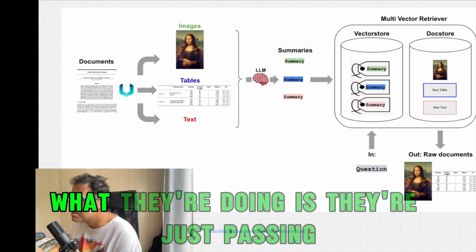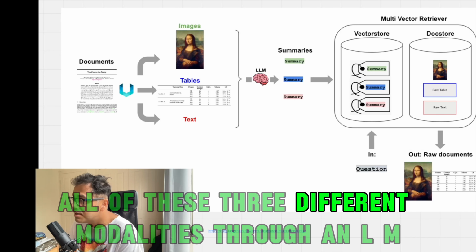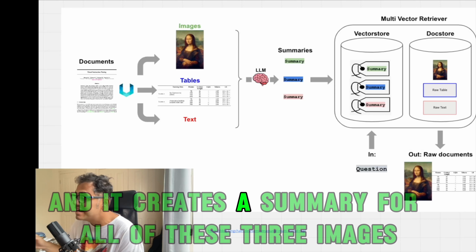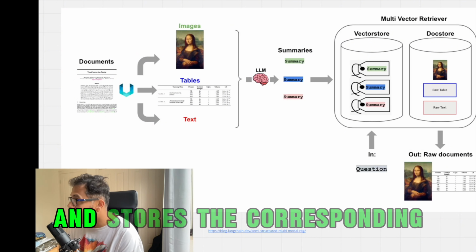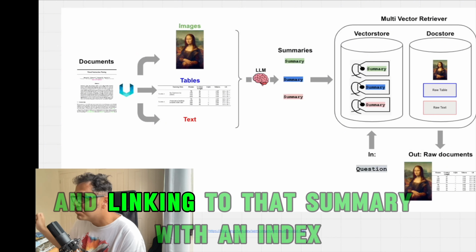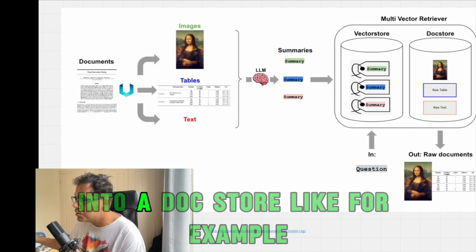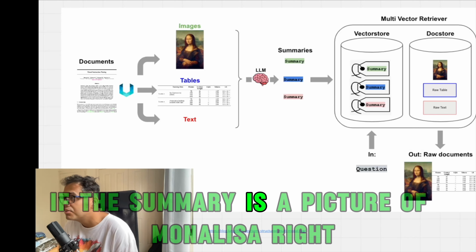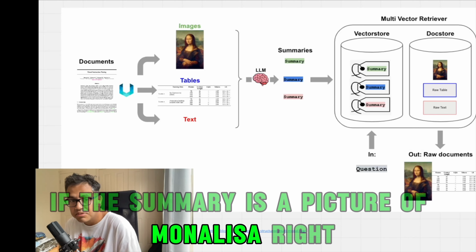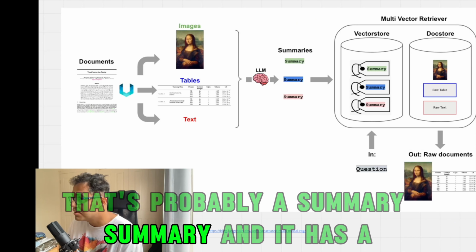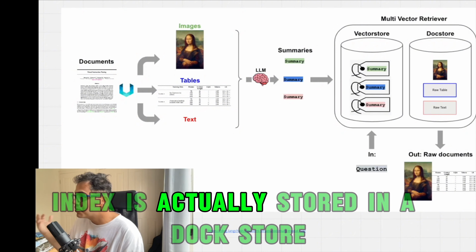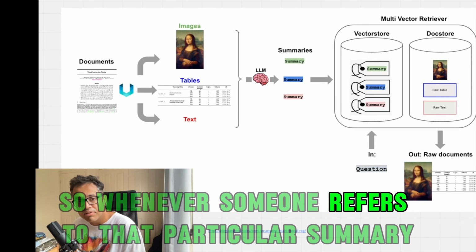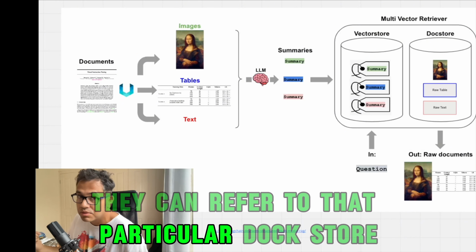Now, in essence, what they're doing is passing all of these three different modalities through an LLM, and it creates a summary for all of these three: images, tables, and text, and stores the summary in a vector store, and stores the corresponding link to that summary with an index into a doc store. For example, if the summary is a picture of Mona Lisa, that's the summary, and it has, let's say, an index of XYZ, and that corresponding index is actually stored in a doc store. So whenever someone refers to that particular summary, they can refer to that particular doc store.